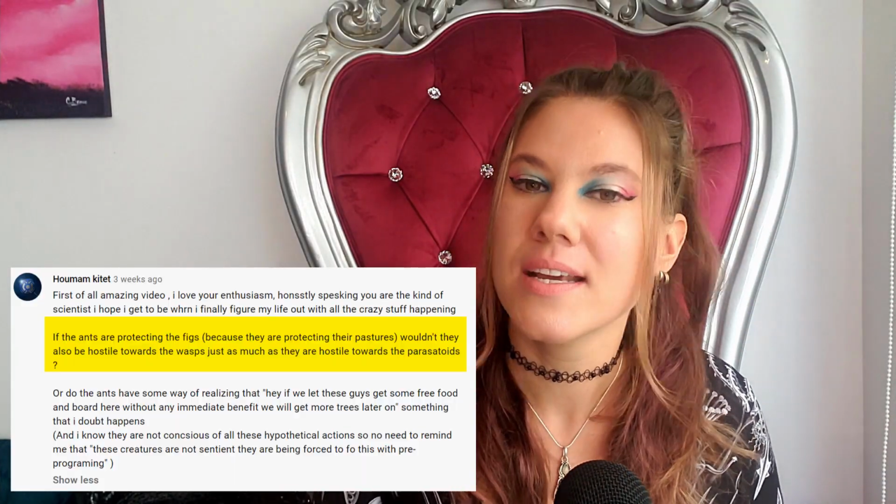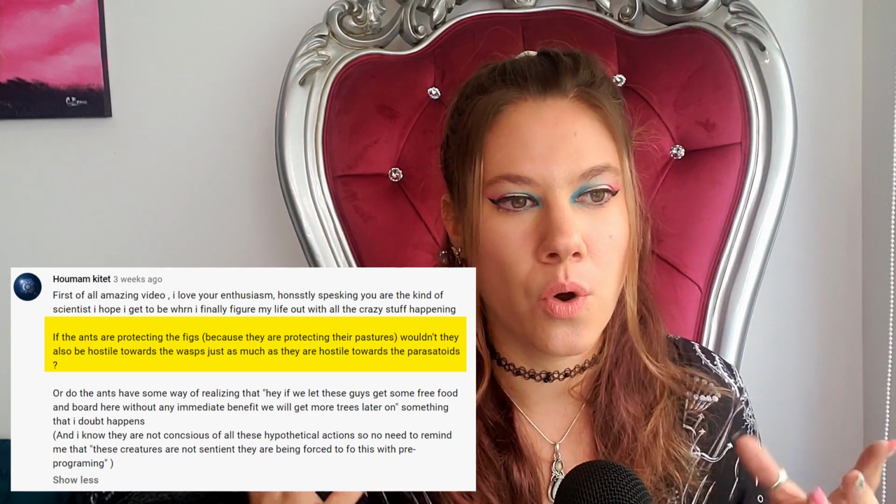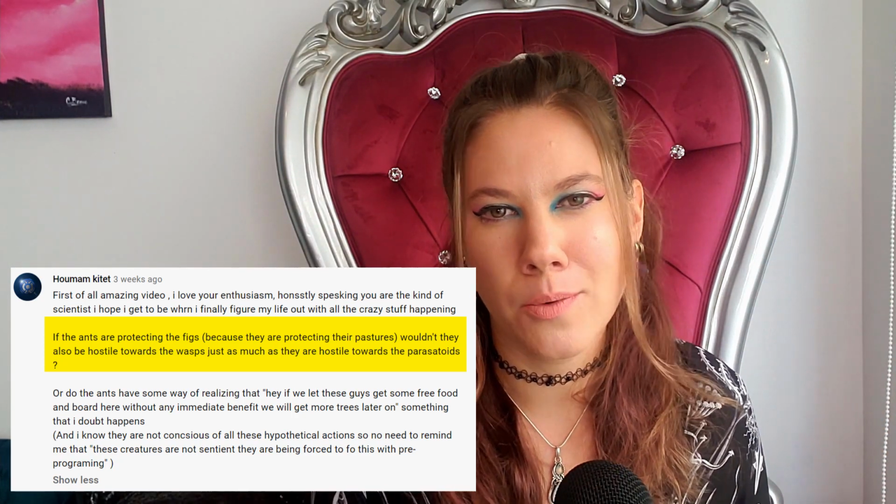And finally, Howman asks, if the ants are protecting the fig fruit, won't they accidentally kill the pollinators anyway? Like, how can they tell the difference? And that is a great question.